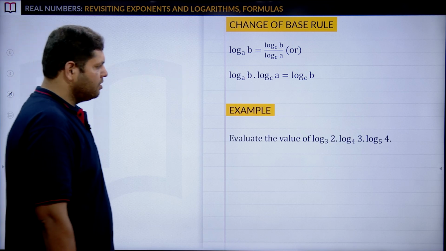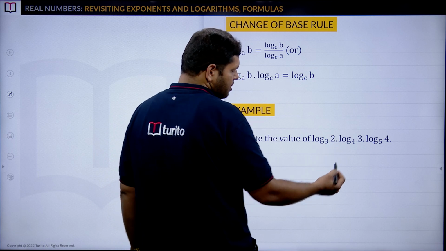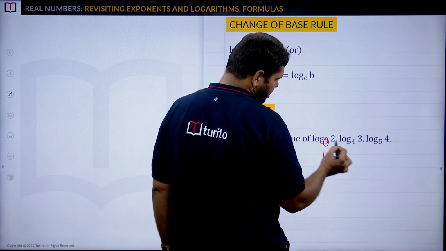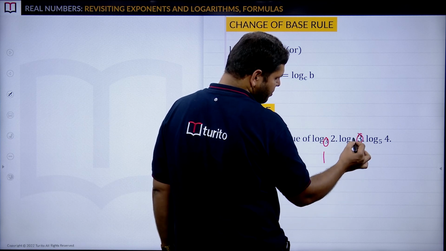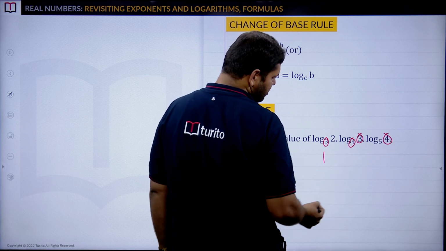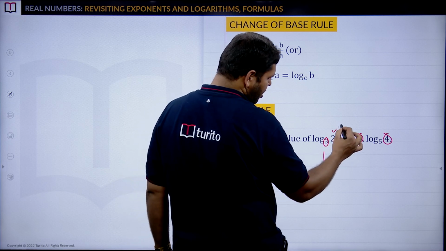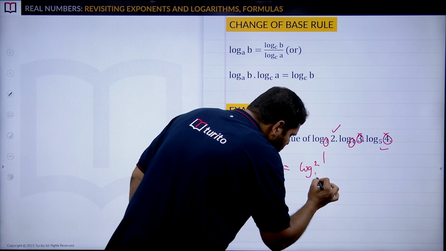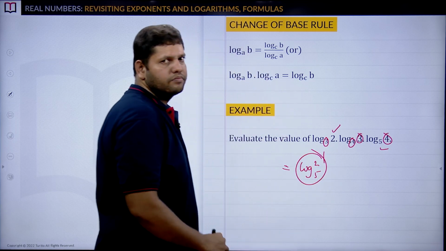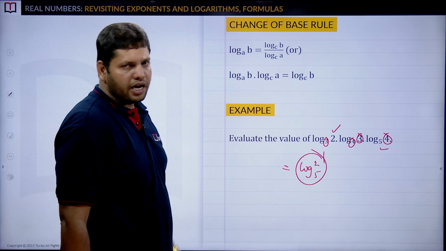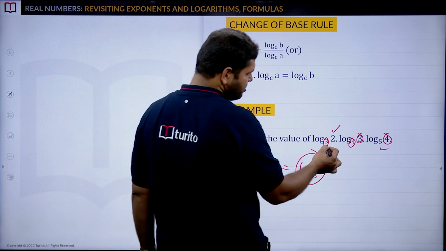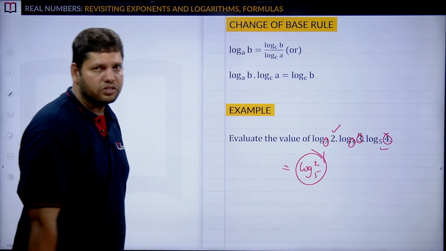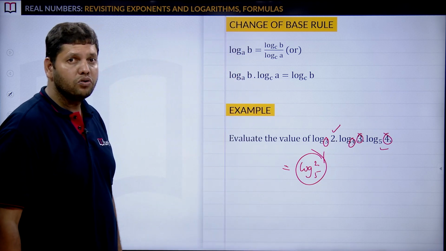See, children, example. Log 2 with base 3 and log 3 with base 4 and log 4 with base 5. Children, here 3 and 3 get cancelled and 4 and 4 get cancelled. Then what is the answer? Here the argument is 2 and the base is 5. So the answer is equal to log 2 with base 5. Here base and argument are getting cancelled. Here base is 3, argument is 3. Here base is 4, argument is 4. So all gets cancelled, children. The answer is log 2 with base 5.